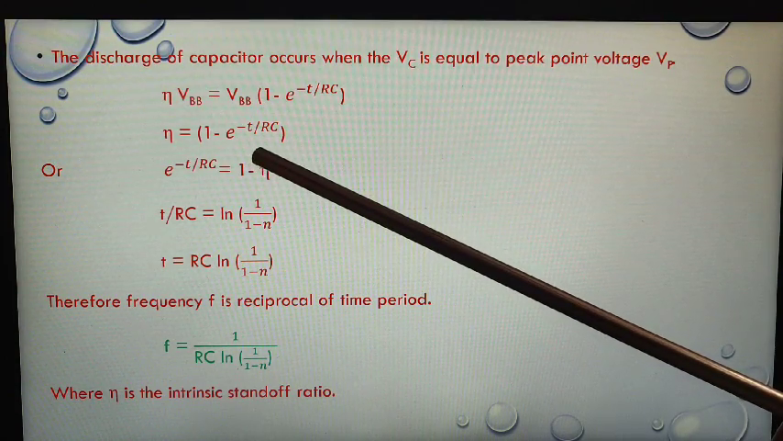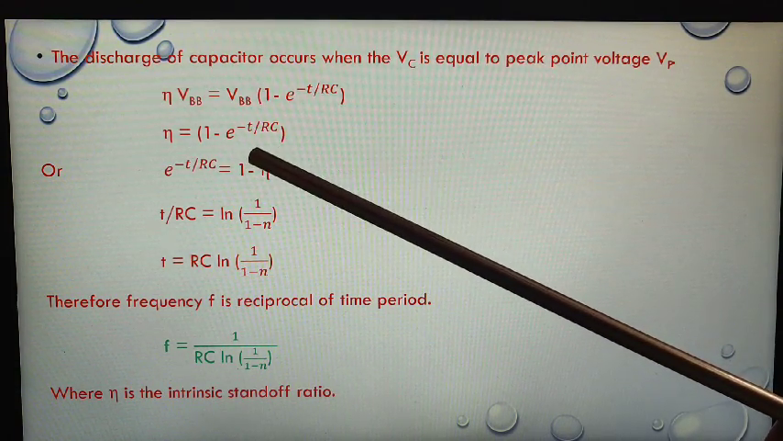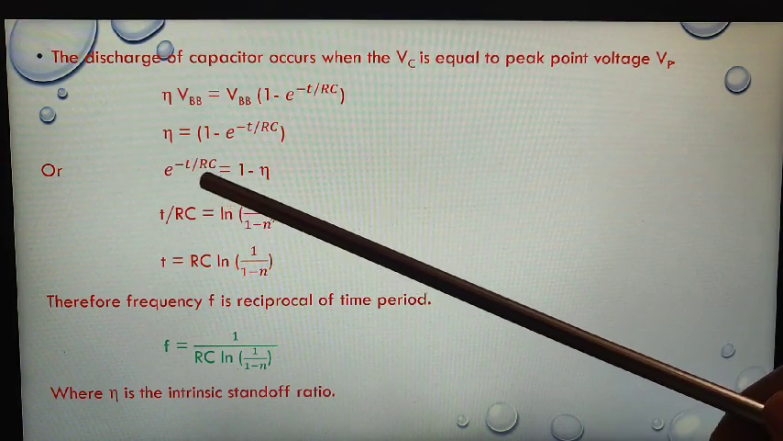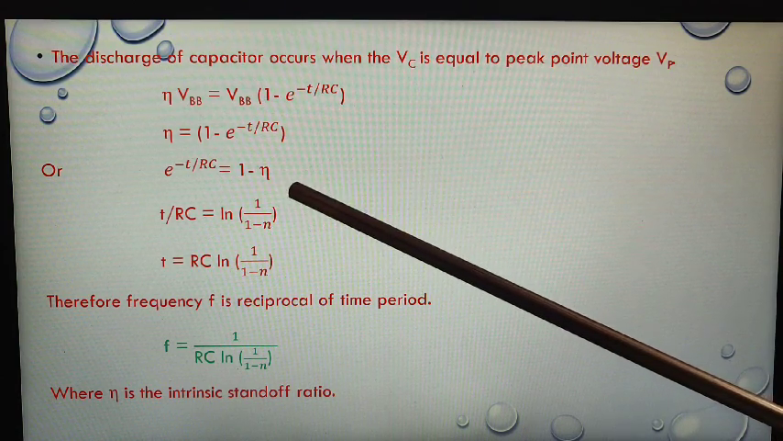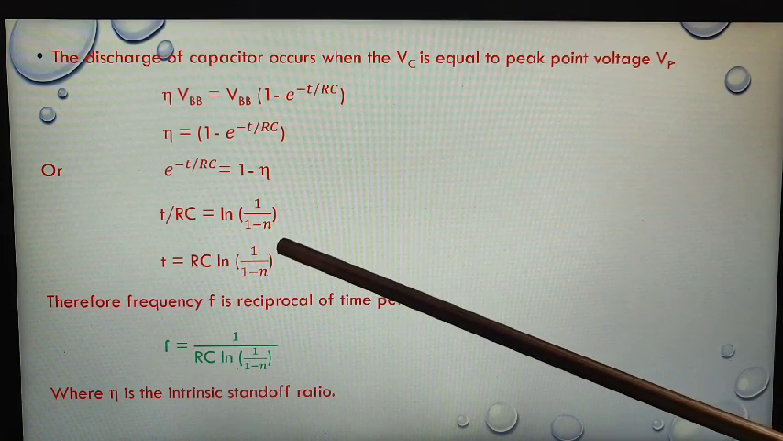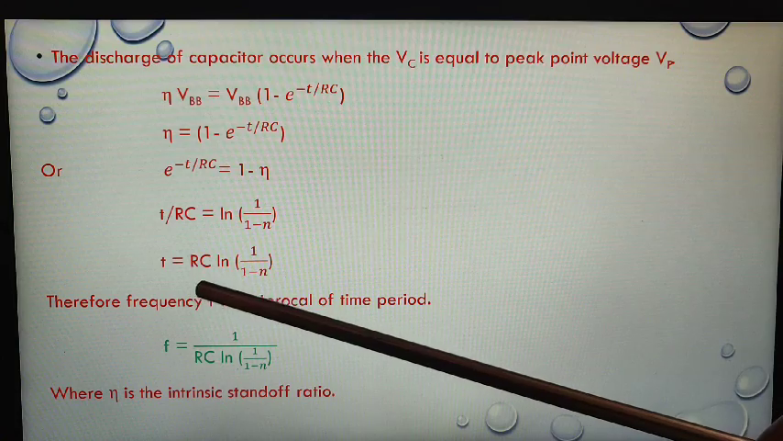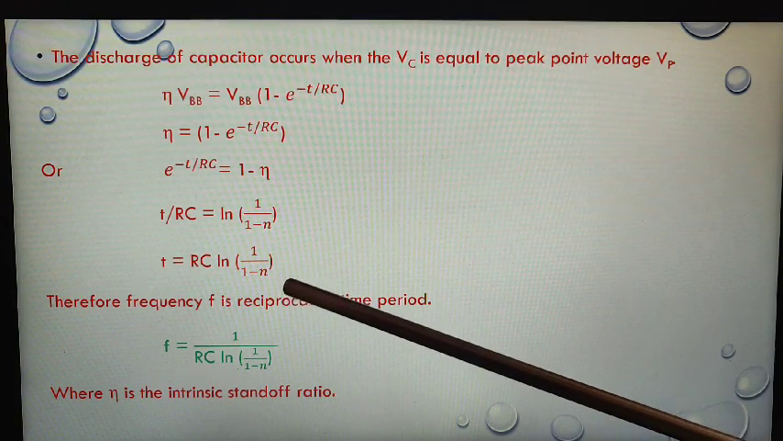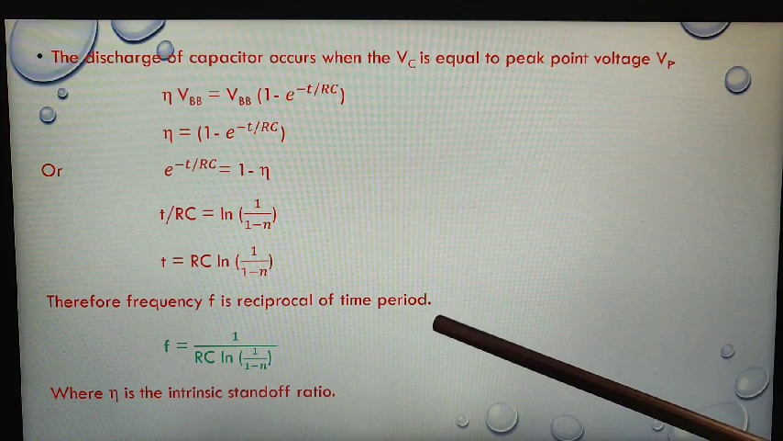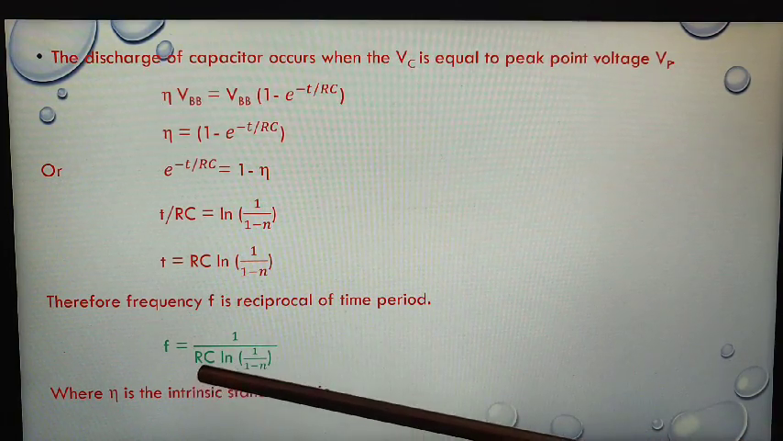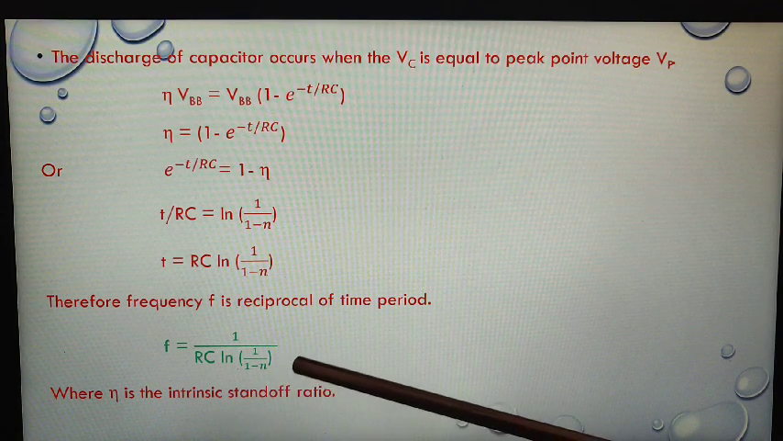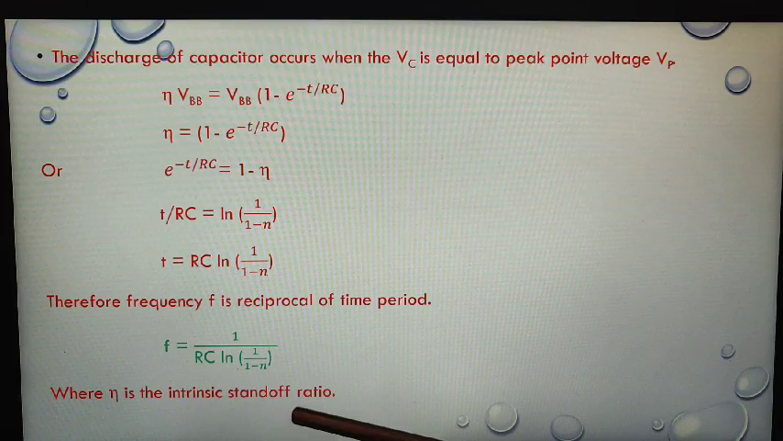Therefore eta equal to, VBB gets cancelled, bracket 1 minus e raised to minus t upon RC. Therefore we write e raised to minus t upon RC equal to 1 minus eta, or t upon RC equal to ln of 1 upon 1 minus eta, or t equal to RC ln of 1 upon 1 minus eta. Therefore frequency f is the reciprocal of the time period. So we write f equal to 1 upon RC ln of bracket 1 upon 1 minus eta, where eta is the intrinsic standoff ratio.